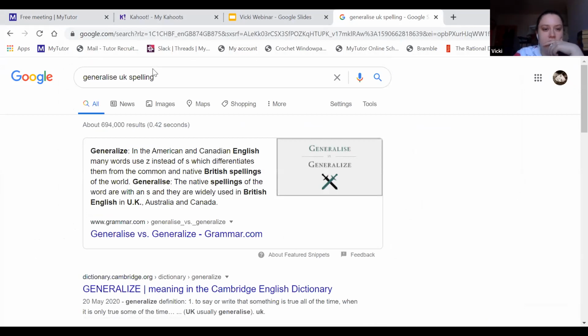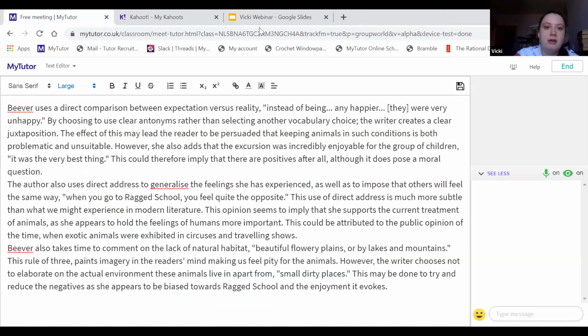British spelling of the word instead of, right, so in American and Canadian English, many words use Z instead of S, which differentiates from British spelling. Generalised, so it is spelt with an S in this country. So another American spelling popping up for us, but well done for noticing, thank you very much.